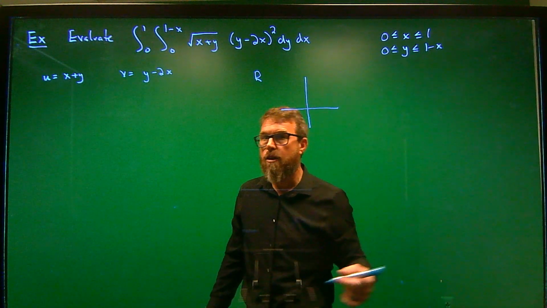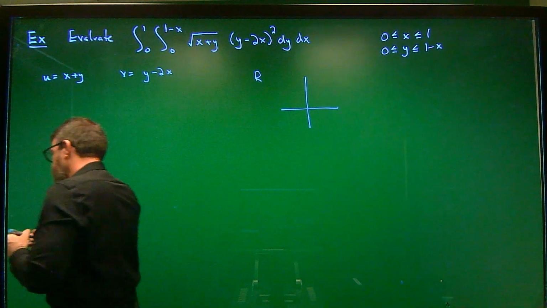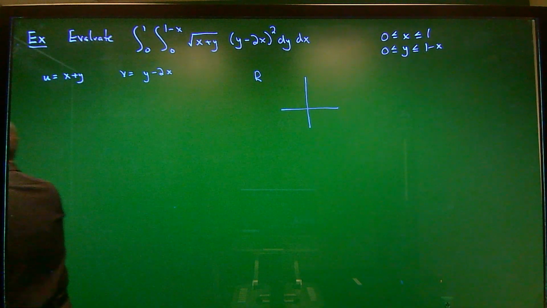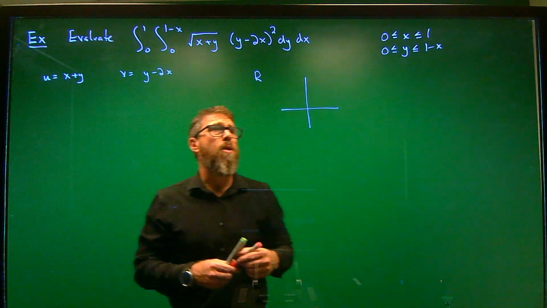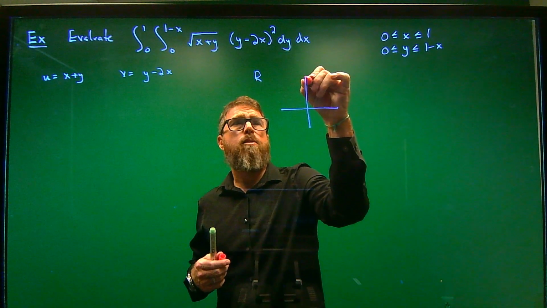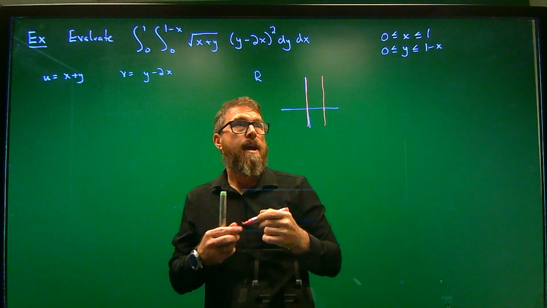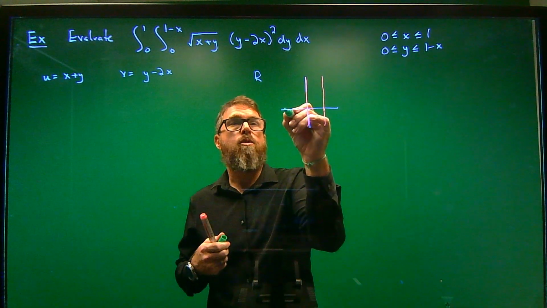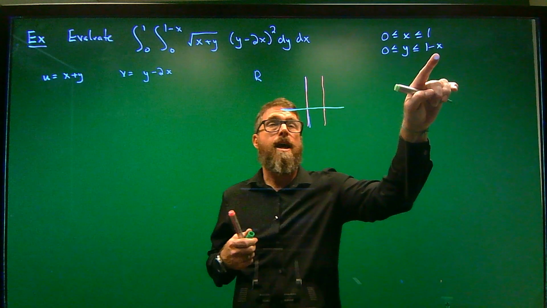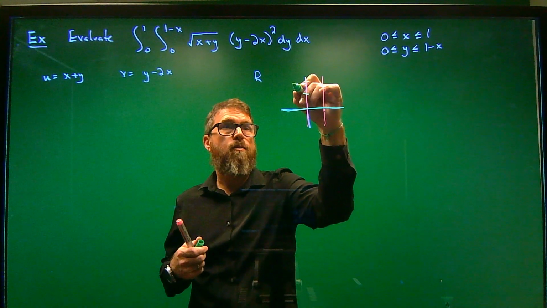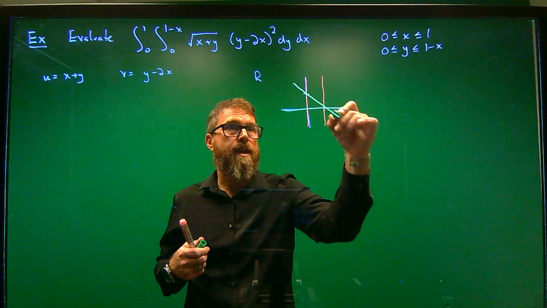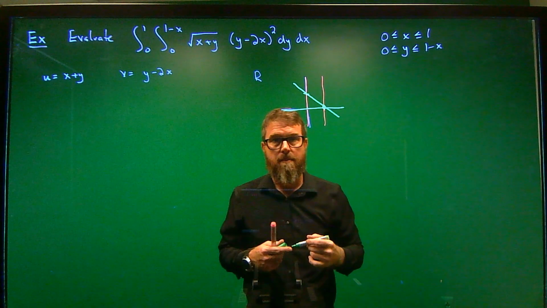But I like to look at it so we can see what happens, and something neat kind of comes out. So x is equal to 0 would be this vertical line, and then x is equal to 1 is going to be this vertical line. And then y is equal to 0 is going to be this horizontal line. And then y equals 1 minus x is going to have a y-intercept of 1 and a slope of negative 1, and it's going to run right into that exact same spot right there.